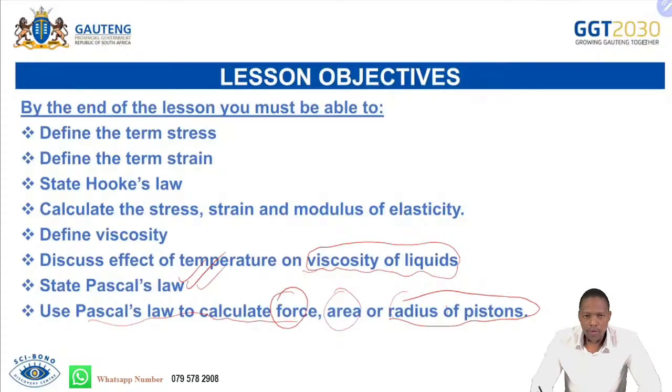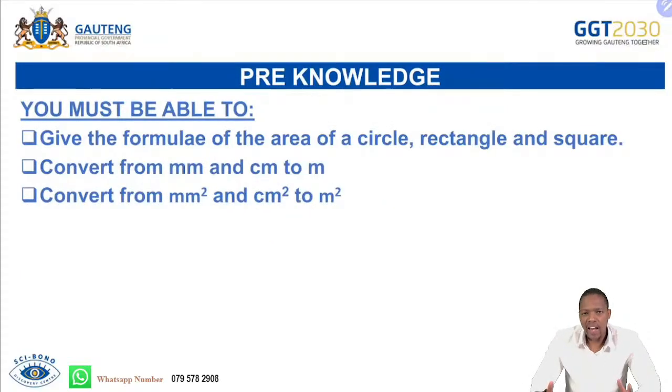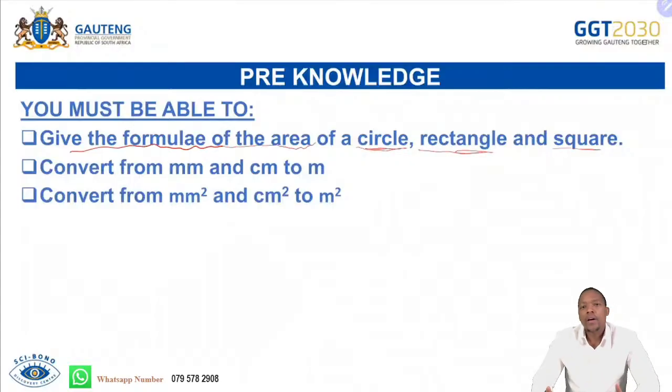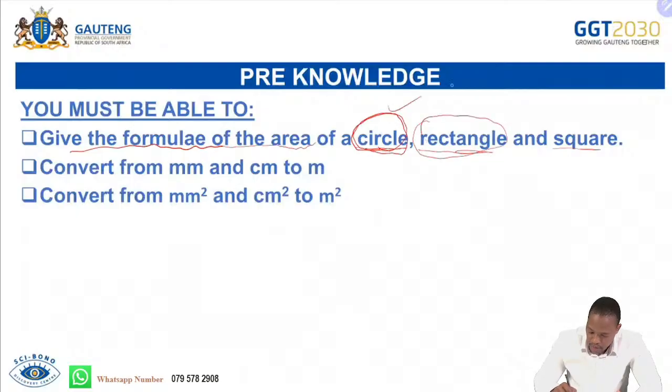Okay? Right. So things that I need you to make sure that you know before we go into this lesson, or things that we must just remind ourselves of, is that we must be able to write down formulae for areas of the shapes, such as the circle, the rectangle, and the square. Grade 12, I cannot stress this hard enough. You must know the formulas for area of these shapes: the circle, the rectangle, and the square.